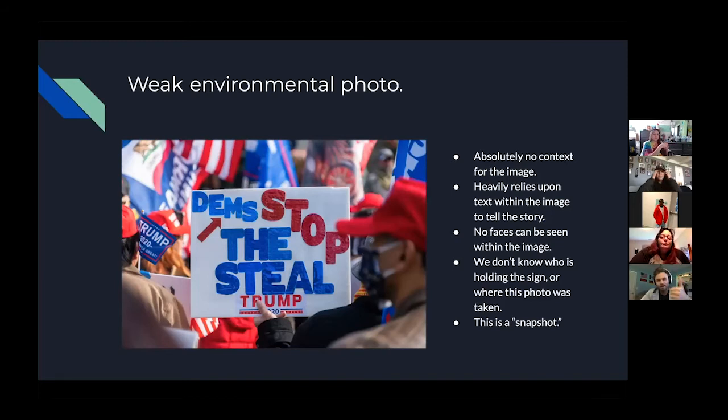You don't know where this photo was taken. We don't know who is holding the sign. We don't have their name. We don't have their story. This is a snapshot. Anybody could have taken this photo and then walked away. And so this is an extremely weak photo for that reason.